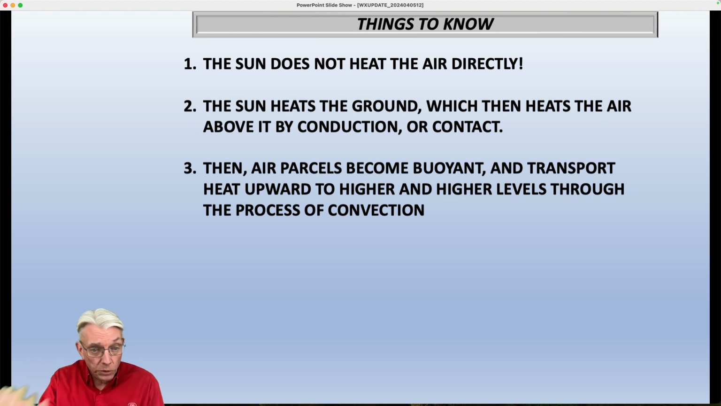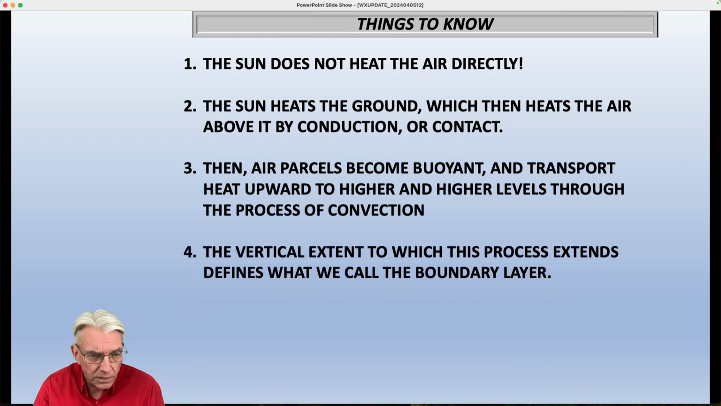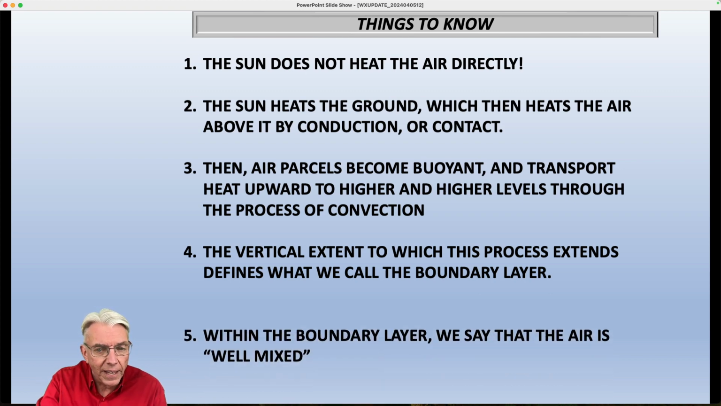Buoyancy is a force. Forces cause acceleration, and you have upward motion of this air parcel that keeps accelerating upward until it reaches a point where it is no longer warmer than the environment it's in. Once that equilibrium is reached, the net force is zero, the acceleration stops, and things begin to slow down. The vertical extent to which this process extends defines what we call the boundary layer, which is basically the layer of the atmosphere that is influenced by the ground, okay? Once you reach the point where the ground is no longer having any influence on the atmosphere, you are above the boundary layer.